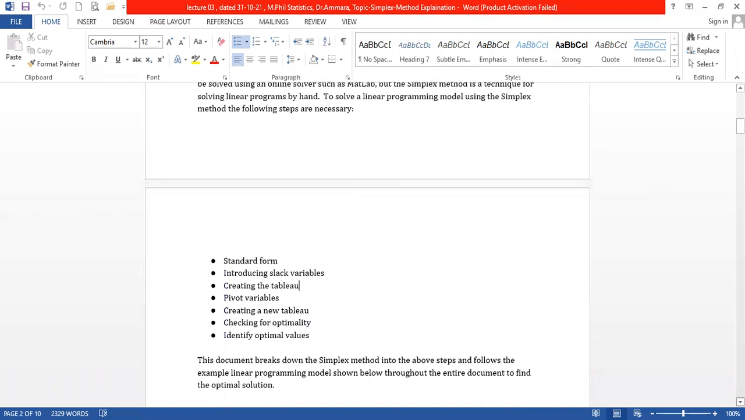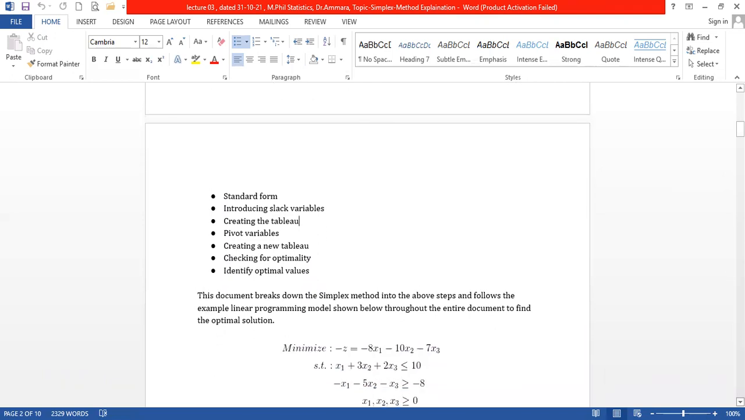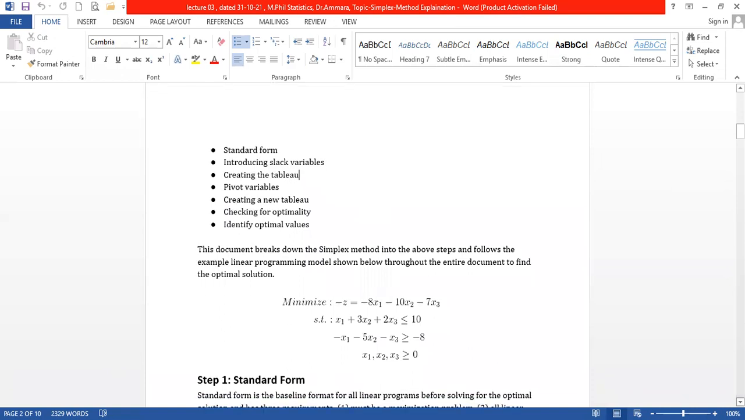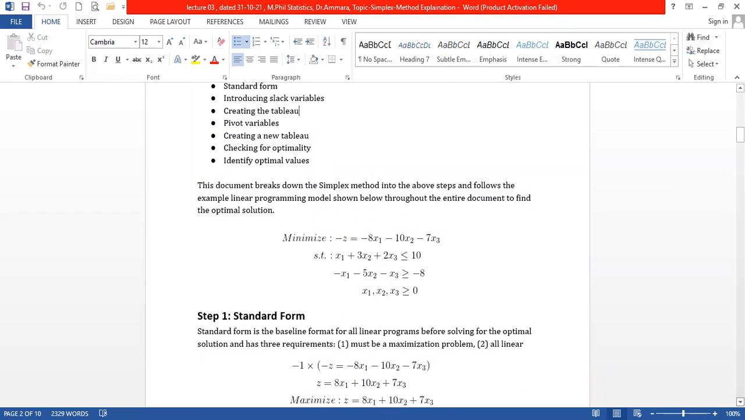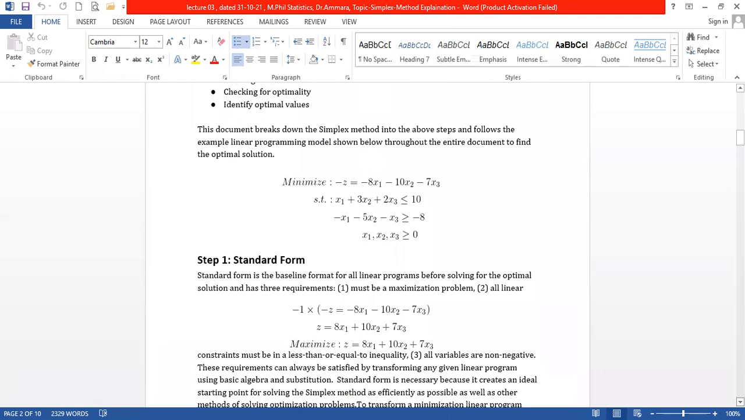So the simplex method has the following necessary steps, which I have already told you. We will find the standard form, we will introduce the slack variables, we will create a table and find the pivot variable, then we will create a new table, and it is called the first iteration. Then we will repeat this iteration until we reach our optimal solution. Then we will check the optimality and identify the optimal values.